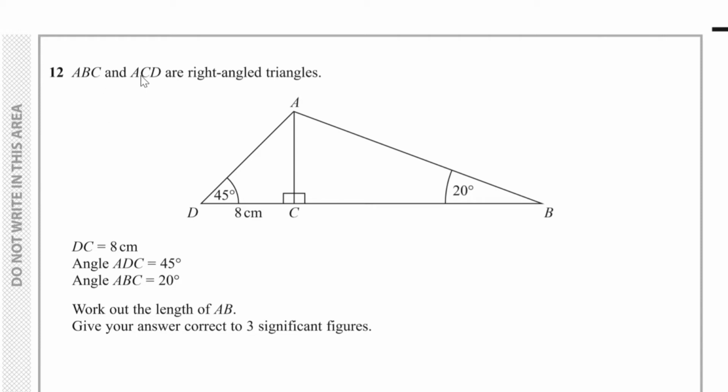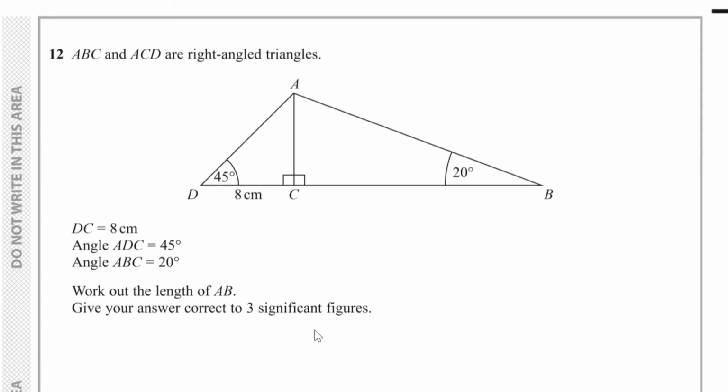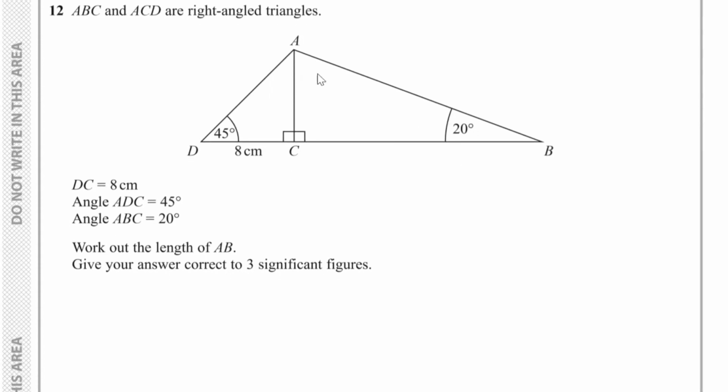Question number 12. ABC and ACD are right-angled triangles. DC is 8 centimeters. The angle ADC is 45 degrees and the angle ABC is 20 degrees. We have to work out the length AB correct to 3 significant figures. Now for me to find out what AB is, I somehow need the length AC. And we can find out what AC is using trigonometry. We've got the adjacent, and we are finding AC, which is the opposite to the angle. What connects those is tan.